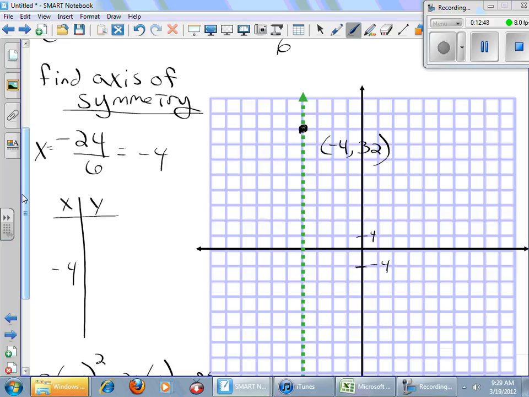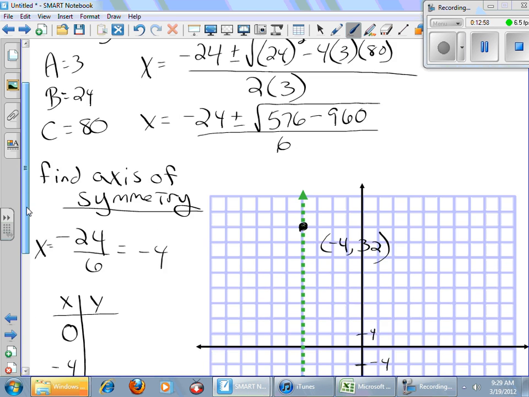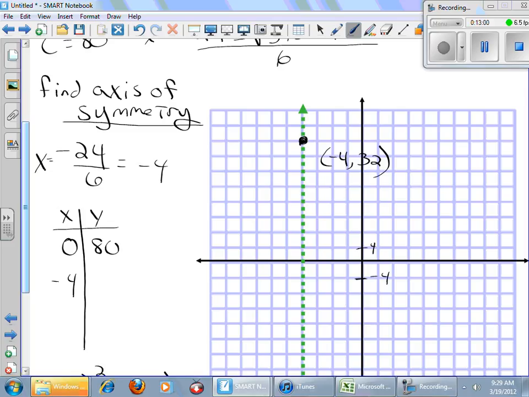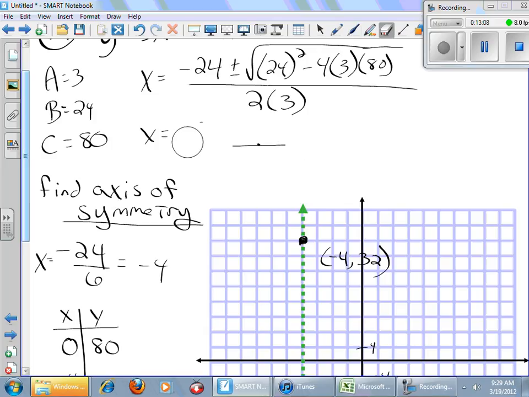Now, I'm going to plug in 0. Why 0? Because 0 is going to make my math super duper easy. If I plug 0 in for x, I'm going to get 80 out. And again, it's not going to fit on the graph, but I'm not going to sweat that. I'm just going to go 0, and I'm going to stick 80 way up high.